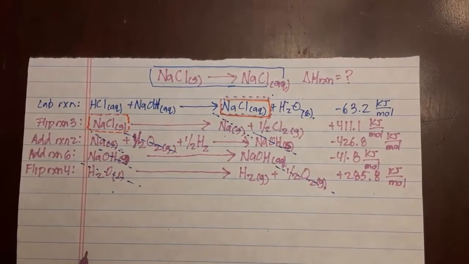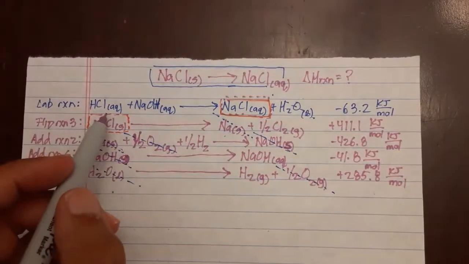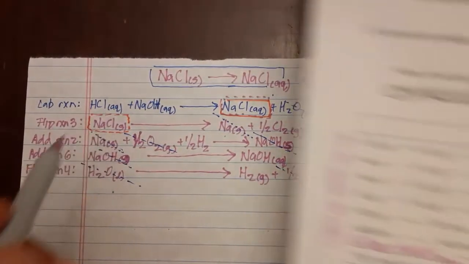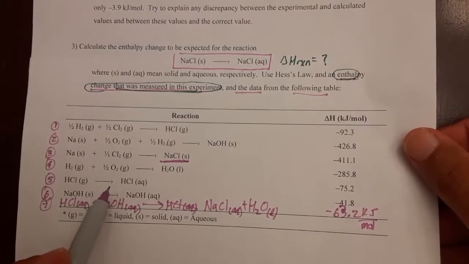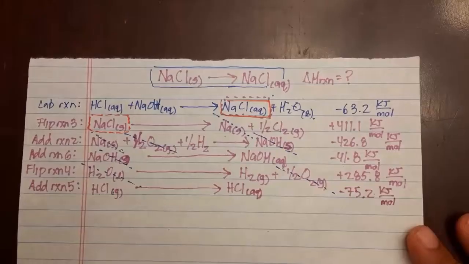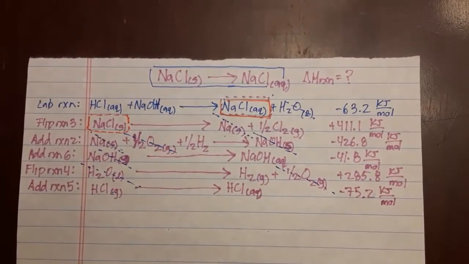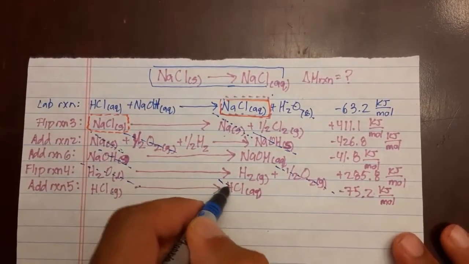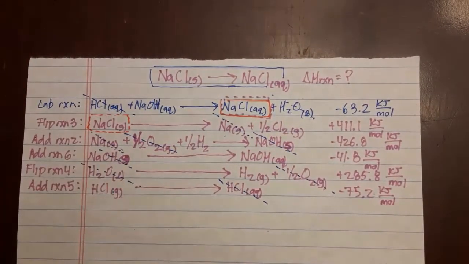So what else can we do here? We used 2, 3, 6, and 4. Let's get that HCl aqueous out of the way. The HCl aqueous can get out of the way if we just simply add reaction 5, leaving it totally untouched. All right, so adding reaction 5, the benefit of that is my HCl aqueous will cancel out with my HCl aqueous here.